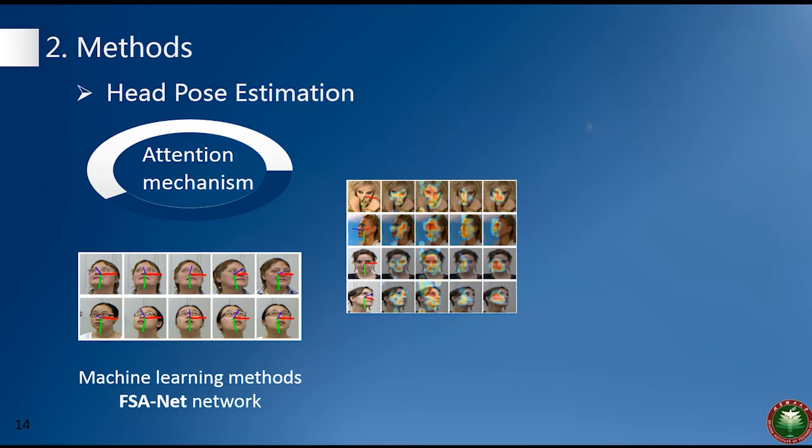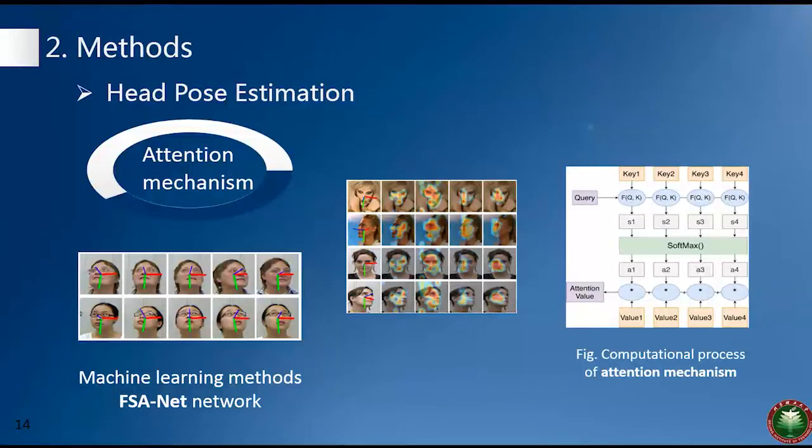This figure is the calculation processing of attention mechanism. Similarity function FQK is used to calculate the weight SI of a certain position, and the softmax function is used for normalization processing to obtain the final attention weight value. The image is weighted to improve the quality of the network.